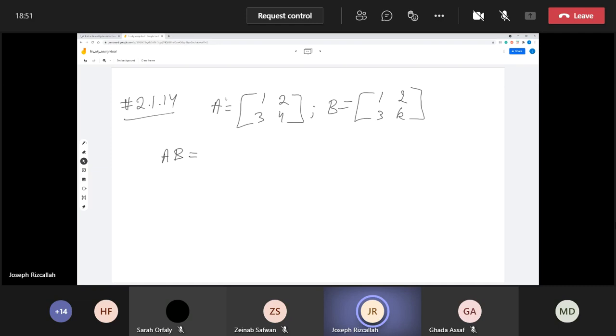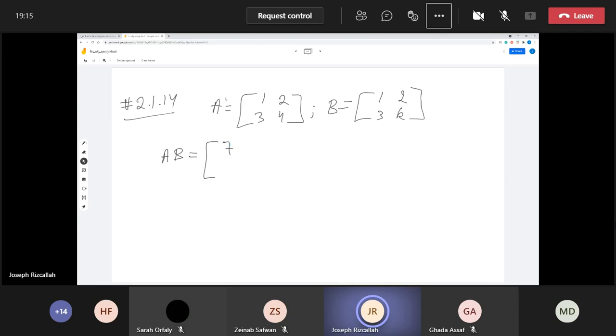Okay, so let's see, AB. So we need to multiply the 2 matrices AB, and you can see that this is possible because these are 2 by 2 matrices. We can multiply them easily. So let's see what we get. We will get also a 2 by 2 matrix, and the 1, 1 entry is going to be 1 plus 6. So this is 7.